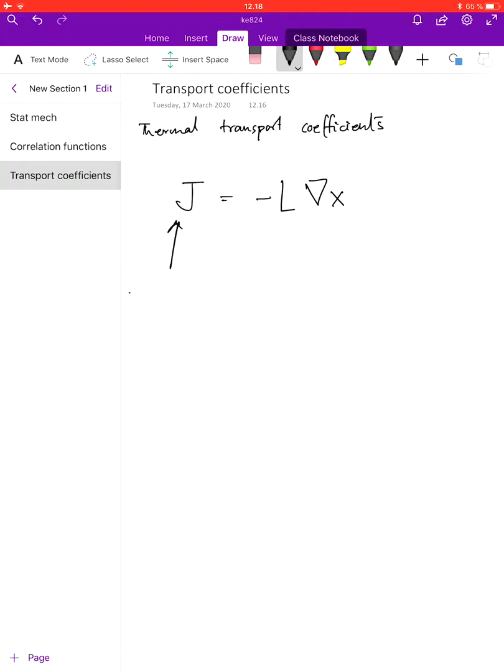So J is the response of a system to a perturbation in the system, and these are linked via the transport coefficient.